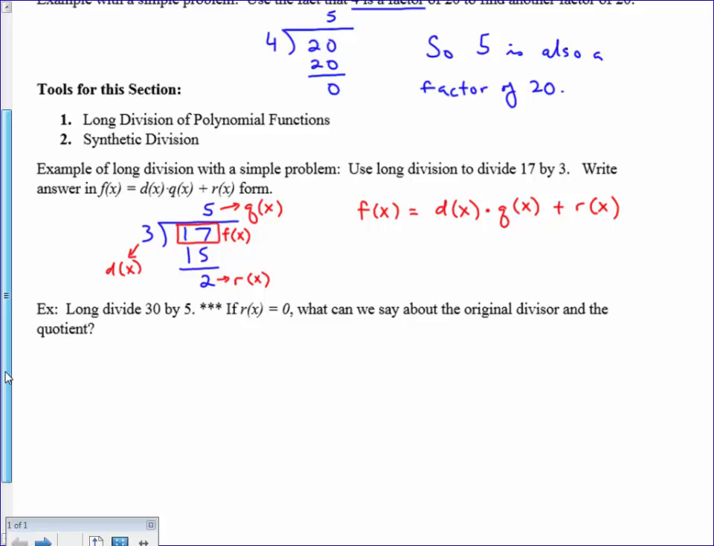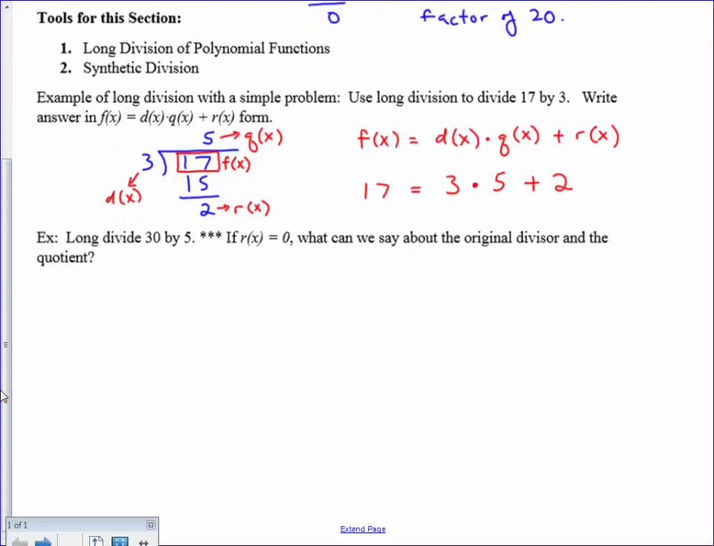Let's do that with the specific numbers that I have from this problem, and you can see how it works. Our f of x function would be 17. The divisor was 3. The quotient that I got was 5. And then the remainder was 2. And we can see that this is a true statement. Another way to write 17 is by writing 3 times 5, which is 15, and then adding 2.